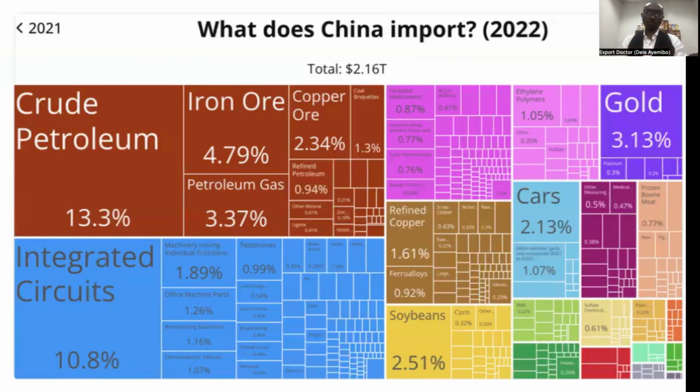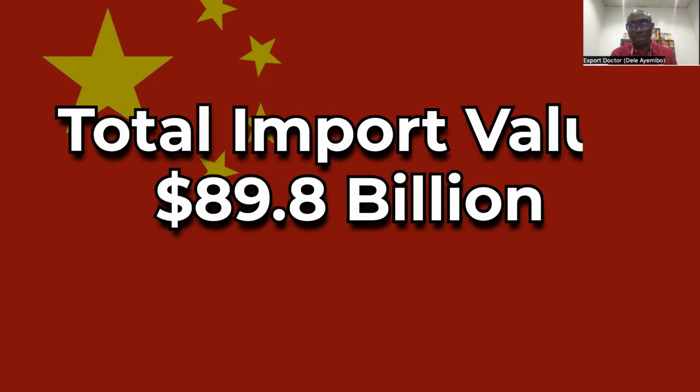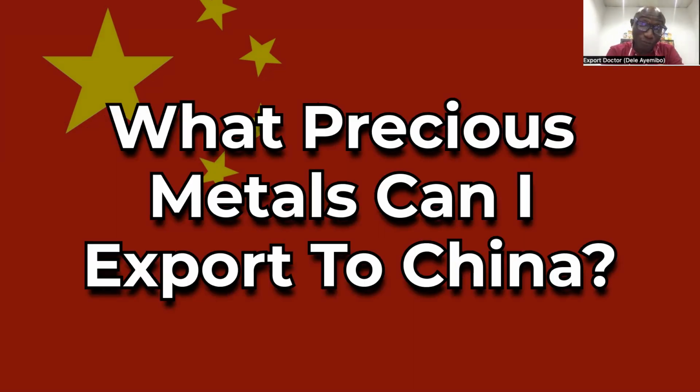So let's go. Now, let's move on to precious metals. China is spending 89.8 billion. I'm not surprised at this figure for this particular product for China.